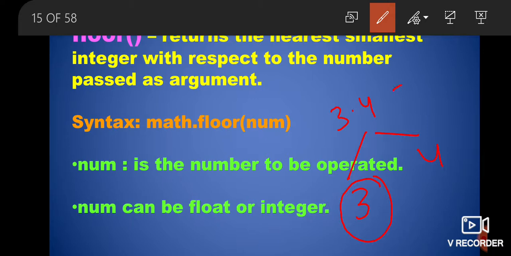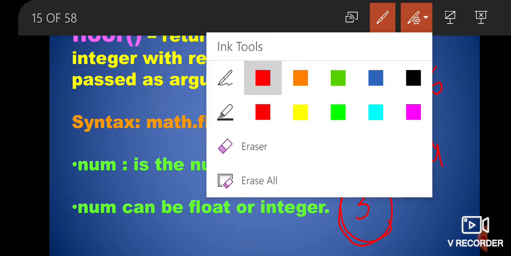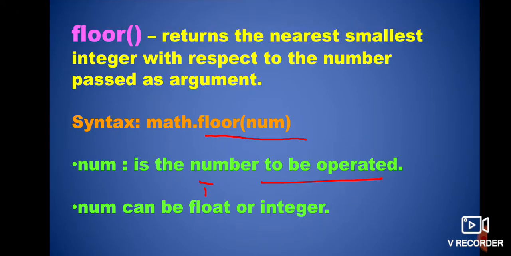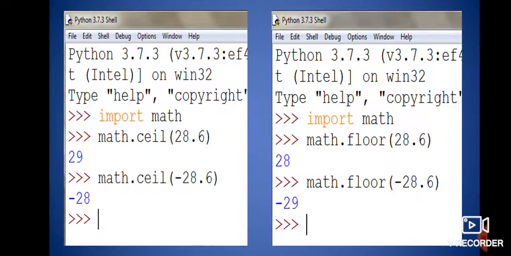Even if this value was 3.6, 3.6 also lies between 3 and 4. Still, which one is the smaller integer? 3. So 3 will be written as the answer. Clear? Now see how to use this function. Again, we have to call this function with the help of the math module, and we simply pass the number, and whatever number we pass, it gets converted into the nearest smallest integer. Let us now see these two functions practically.